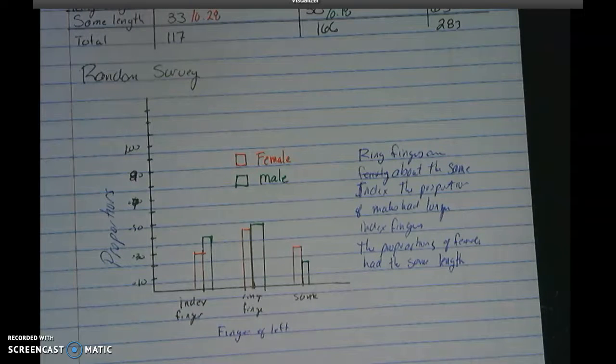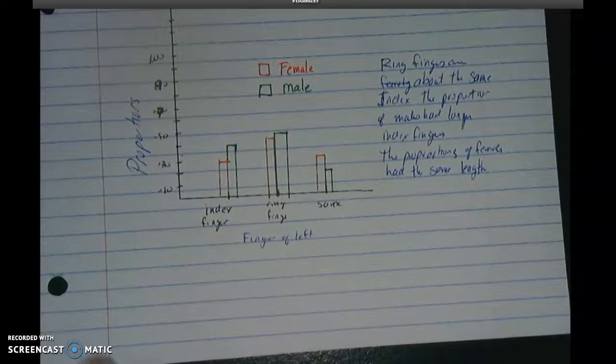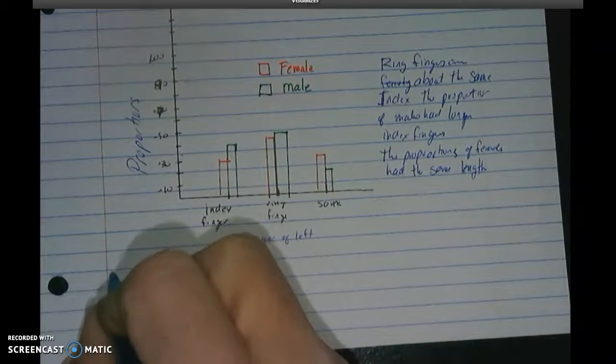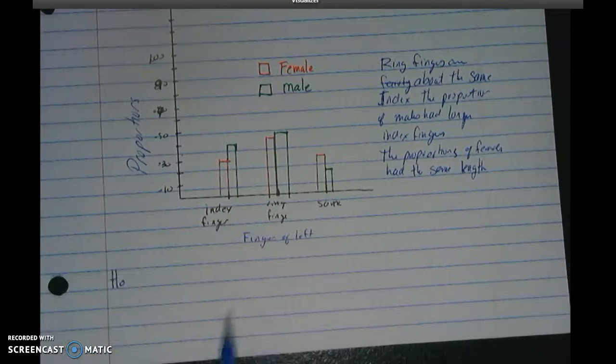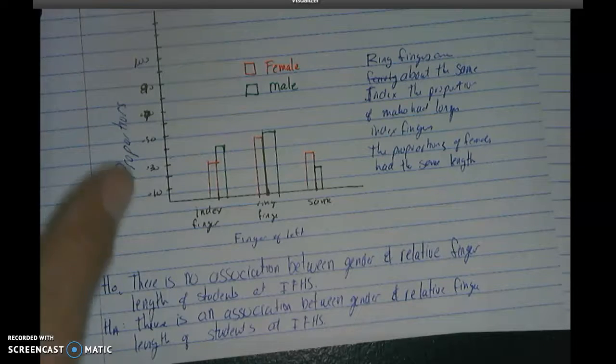Okay, so what would we write up for our null and alternative hypothesis? So let's go ahead and pause it so they're not bored out of their minds again. Okay, so this is what we discussed in class. There is no association between gender and relative finger length of students at IFHS, and our alternative would be that there is an association.